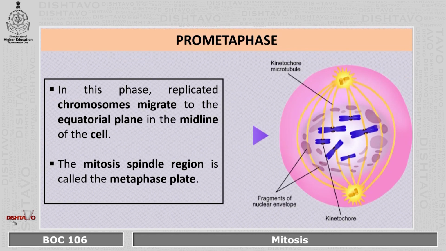The next phase is the prometaphase. In this phase, the replicated chromosomes migrate to the equatorial plane. In the midline of the cell, the mitotic spindle region is called the metaphase plate. The figure shows that the chromosomes migrated to the equatorial plane, that is the midline of the cell.